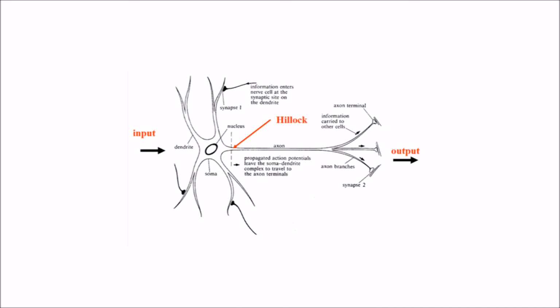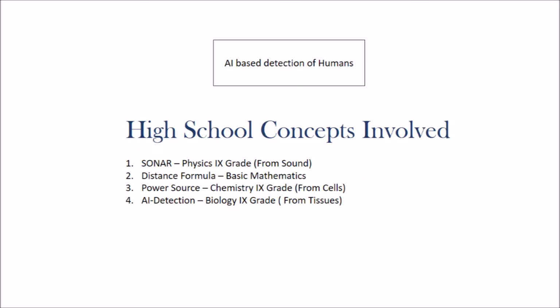That is, this simple device can take decisions on its own, whether the obstacle is human or not. So, summing up, we have an AI device capable of detecting humans. And in this, we have used sonar from ninth grade physics, a basic mathematical equation for distance, knowledge of cells from ninth grade chemistry, the idea of neuron working, and the concept of control and coordination from high school biology.